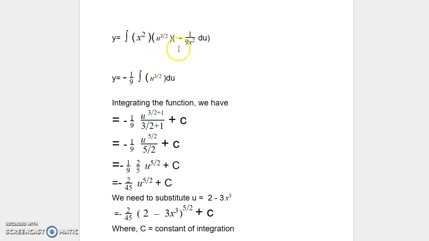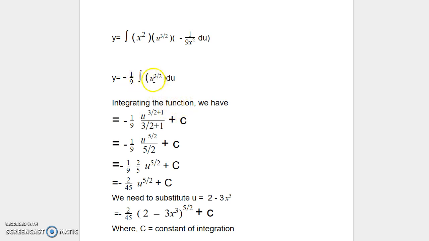So as you can see here, minus 1 over 9 is a constant, so we can write it outside of the integration process. And then x squared is in the numerator, x squared is in the denominator. Those terms cancel out, leaving us with u to the power of 3 over 2 du. So therefore, now we are ready to apply the process of integration.